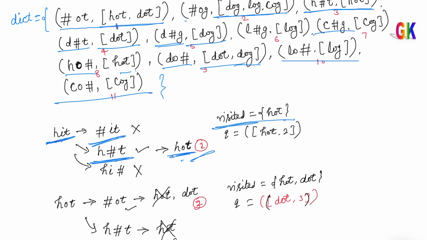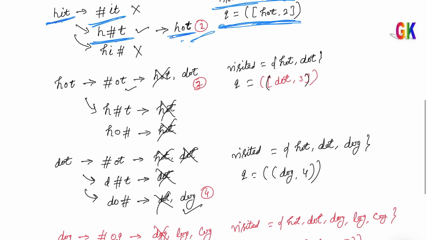That means we have already checked hot, so we will not check this hot word again. And inside this queue, whatever words are coming, we will put, so that we have to check this word again, right? So we will pop this from this queue. So now the total number of steps or words changed is 2, so hot and 2. Now I will check for hot.